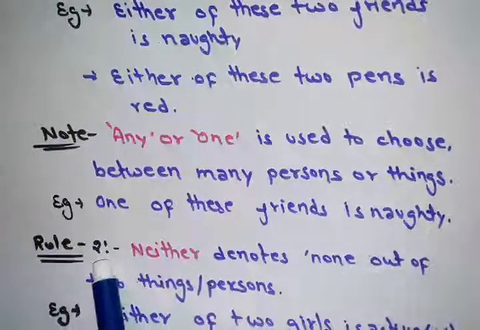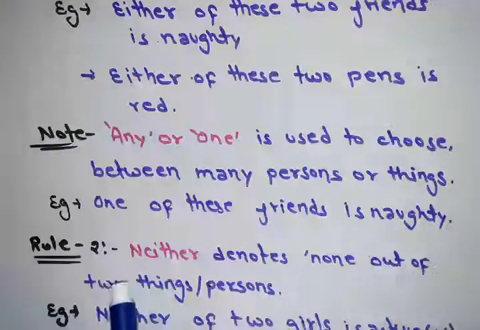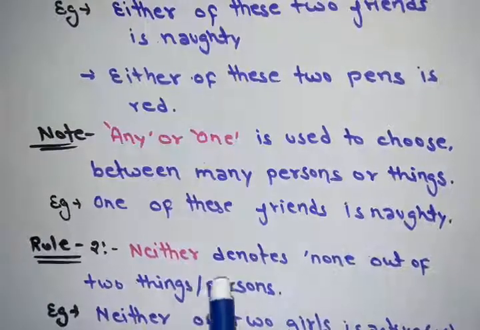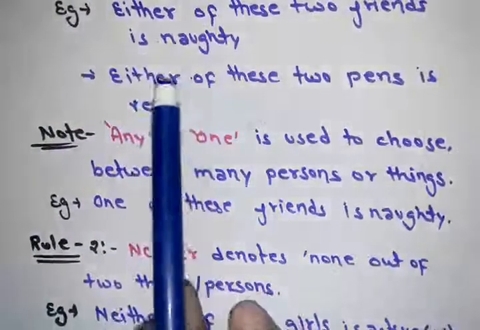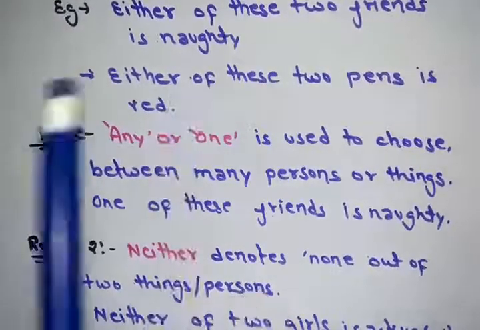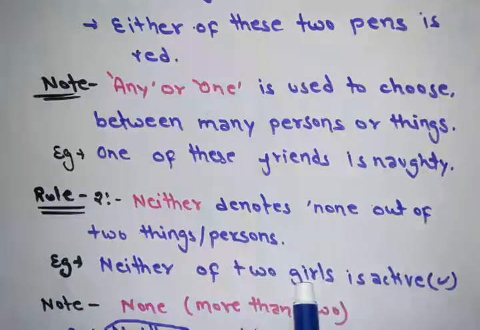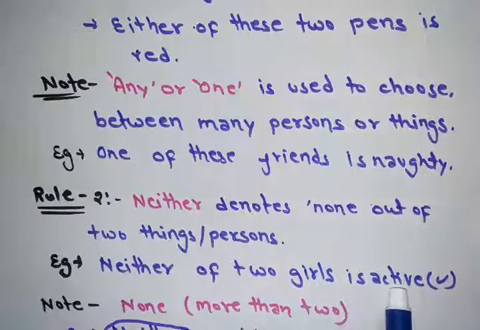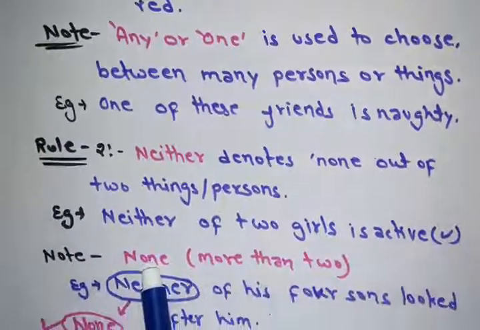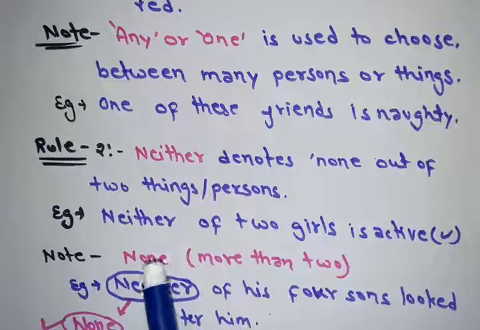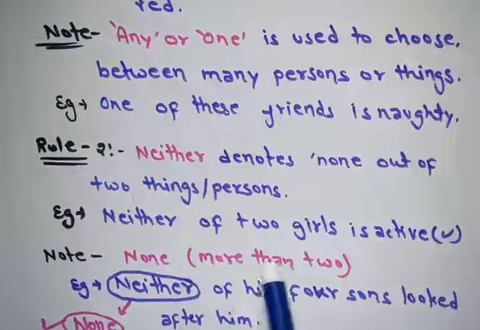Rule number two is, neither denotes none out of two things. So none out of two things, and this is for only two things. For example, neither of the two girls is active. So it's right. And note, none is used for more than twos.